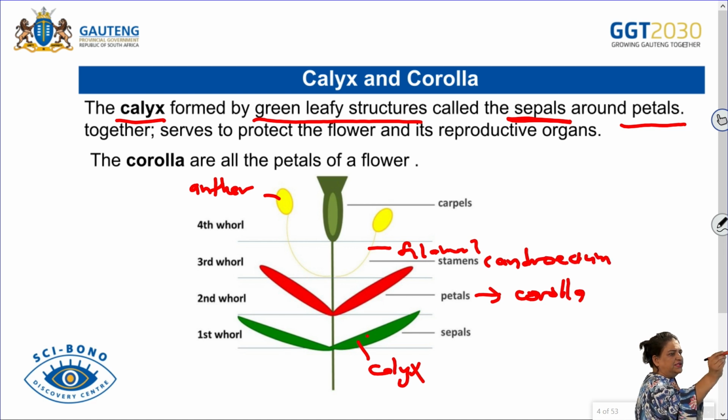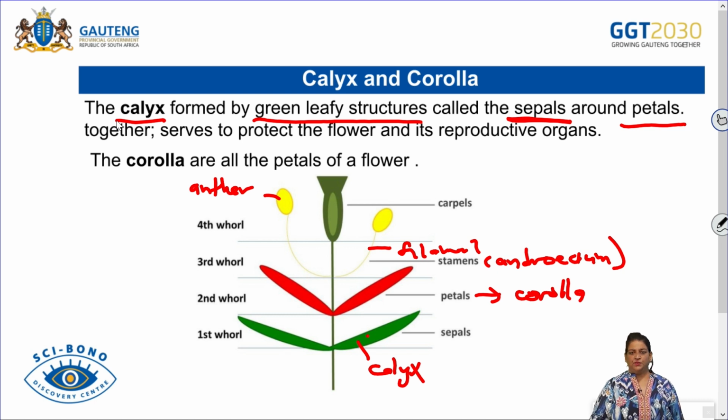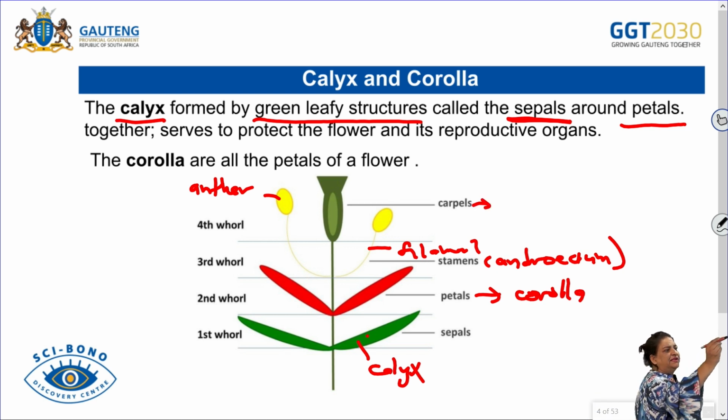It's very important that you know both words, because you don't know which word they will ask you in the exam paper, stamen or androecium. So it means one and the same thing. Right. Now, this is the carpel, and the carpel is actually the whole part that encloses your ovary. Your entire ovary with the ovules is called your carpel.